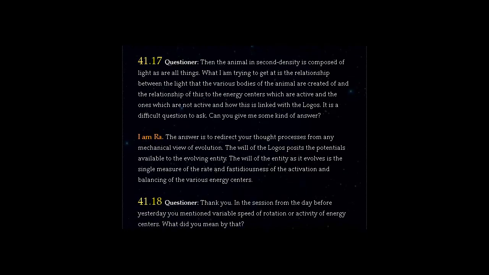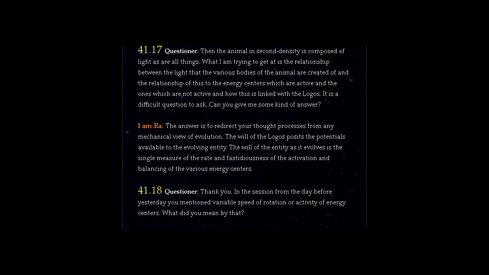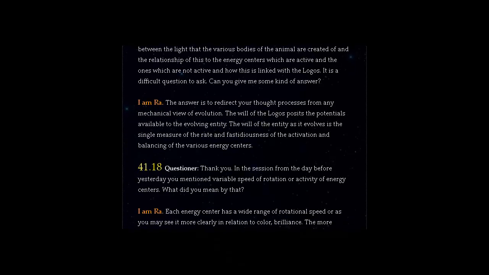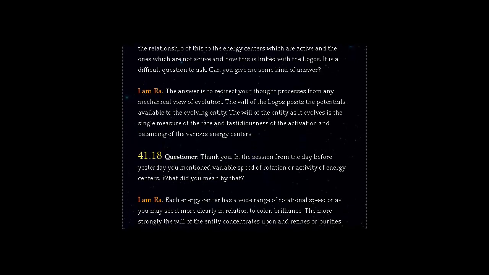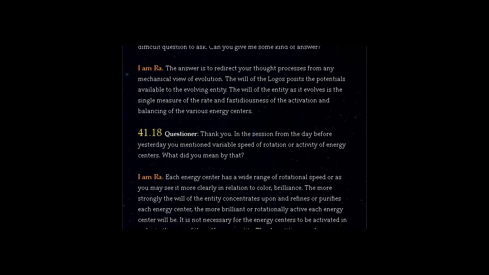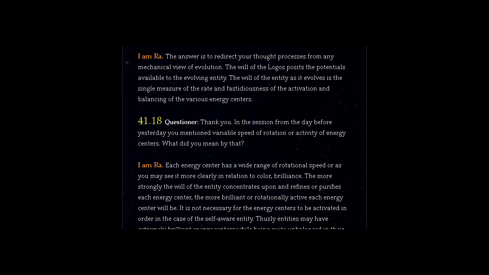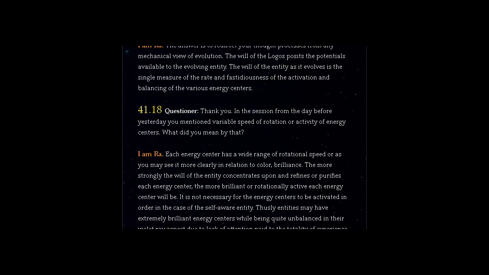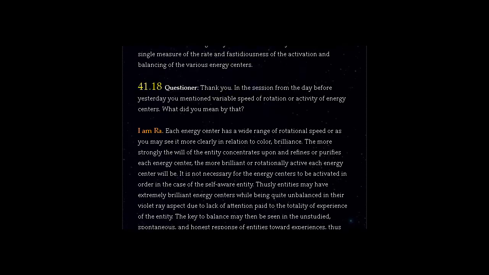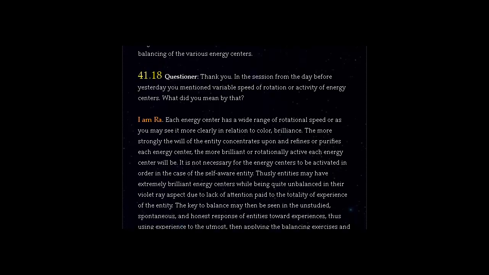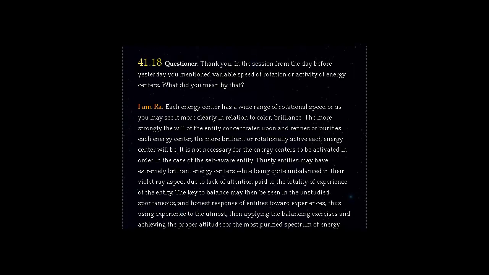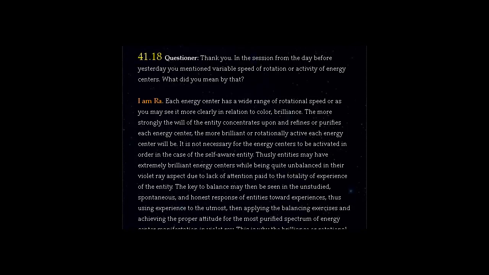Question 41.18. Questioner: Thank you. In the session from the day before yesterday you mentioned variable speed of rotation or activity of energy centers. What did you mean by that? Answer: I am Ra. Each energy center has a wide range of rotational speed, or as you may see it more clearly in relation to color, brilliance. The more strongly the will of the entity concentrates upon and refines or purifies each energy center, the more brilliant or rotationally active each energy center will be.